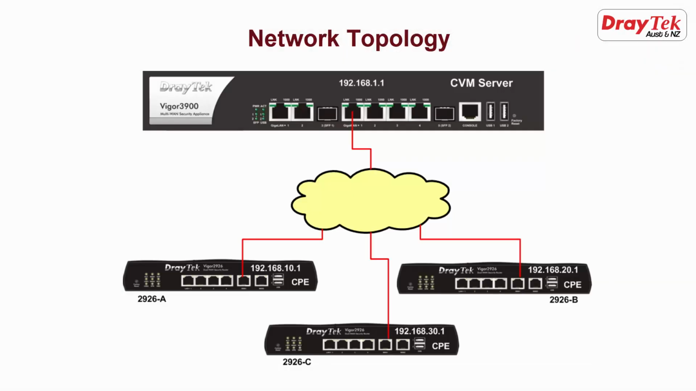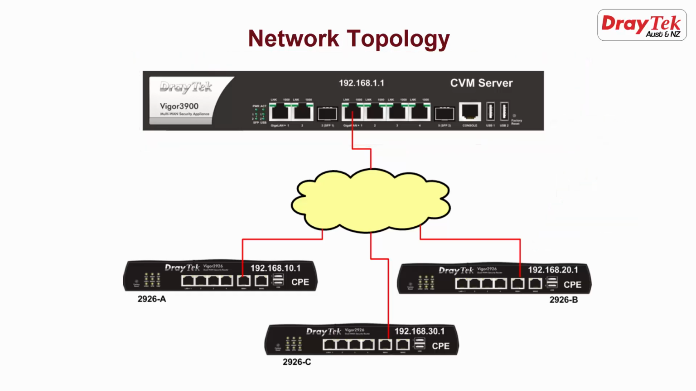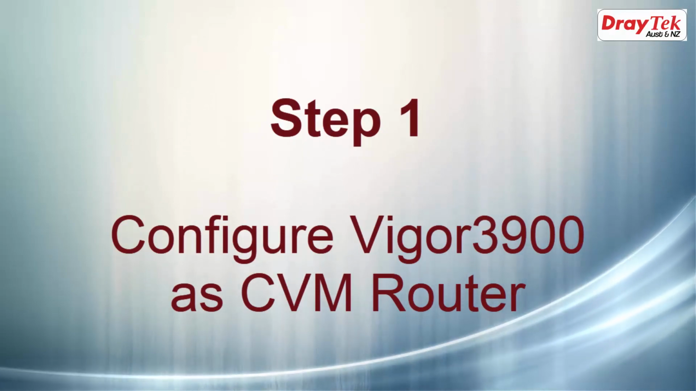Here we have the network topology that we will be using for the configuration. The Vigor3900 is the CVM server and will establish VPN tunnels to each of the CPE routers. The first step is to configure the Vigor3900 router as the central VPN management router.